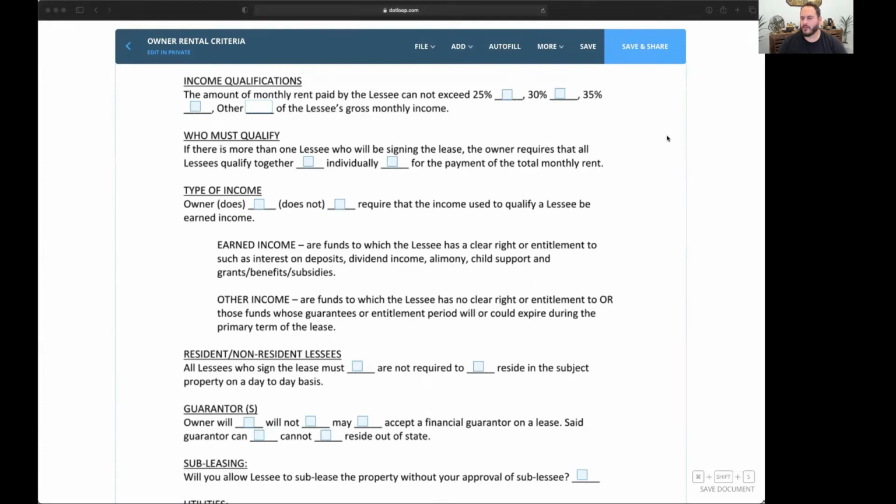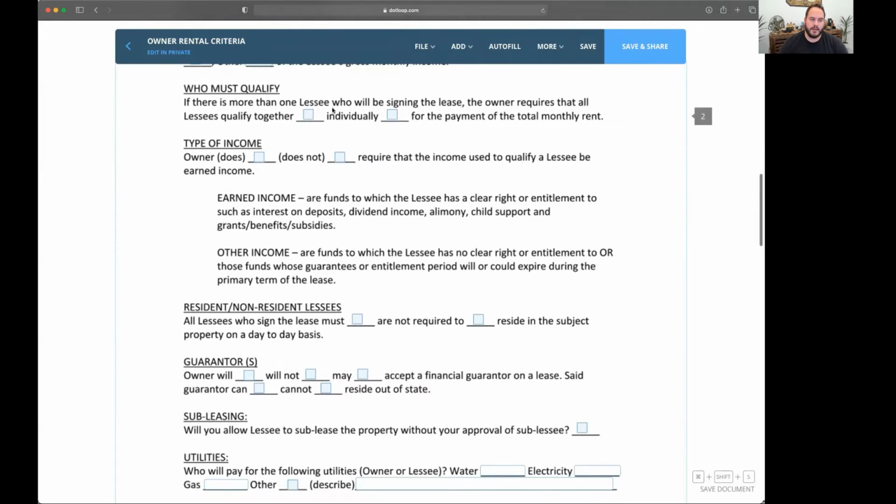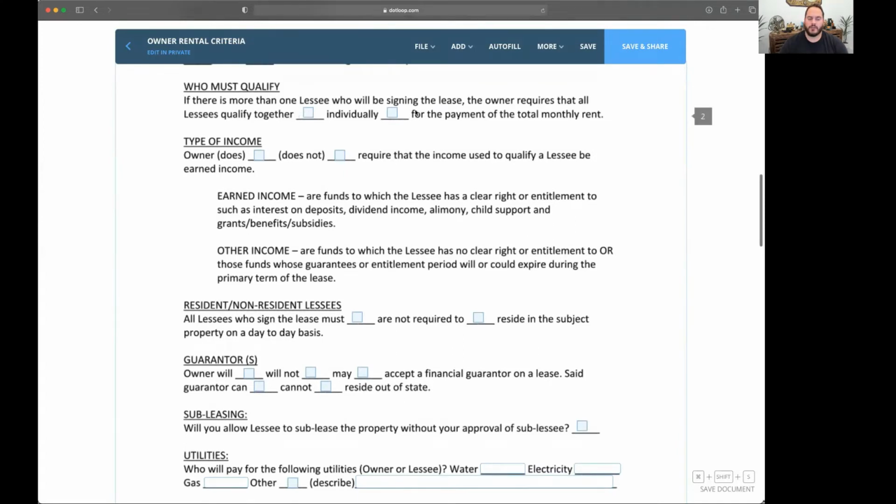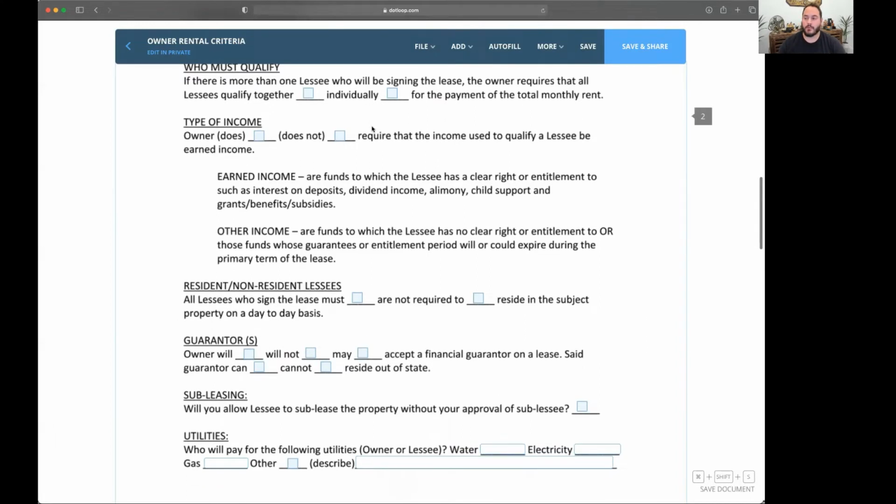You don't see that a lot in a residential lease with a landlord. You see that sometimes with something like First Lake, but that's something that you'll see every now and then. That means they would need to make $20,000 a month to qualify for a $5,000 a month rent, because it can't be more than 25% of what they bring in. If there's more than one lessee who will be signing the lease, that is, more than one person entering the lease, sometimes people won't allow that.